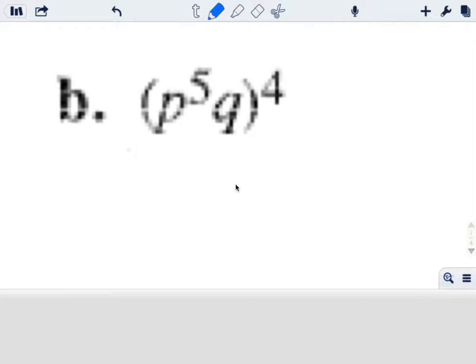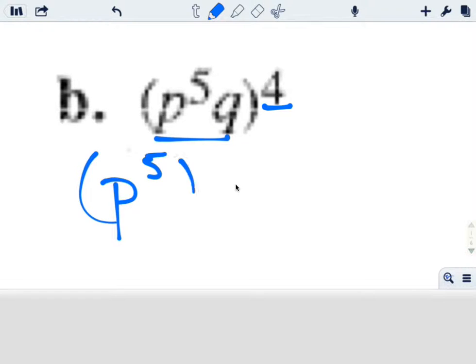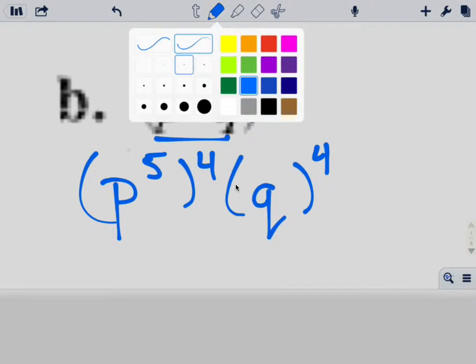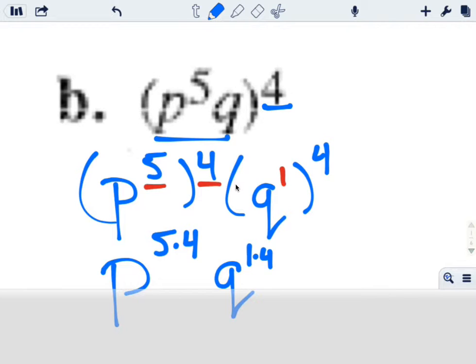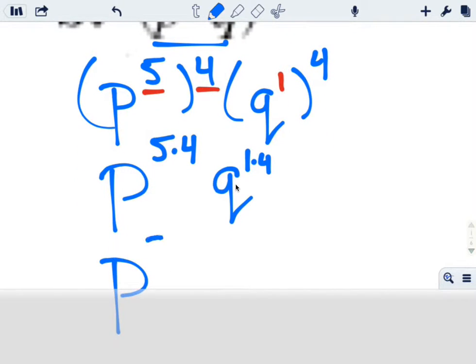Do the same thing here. I have a power outside of parentheses, so I distribute the power. Make sure you put things in parentheses, because now I create a power to a power. When that happens, I have p raised to the 5 times 4. Remember, q is an understood 1, so q to the 1 times 4. And so I get the answer p to the 20th, q to the 4th.